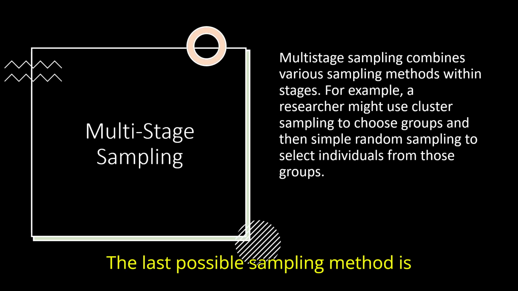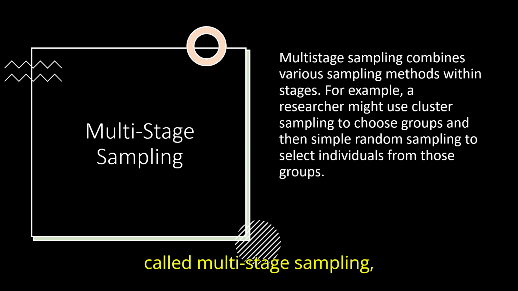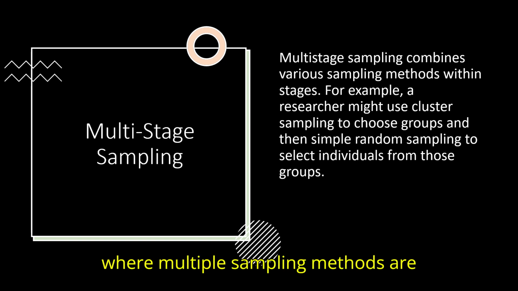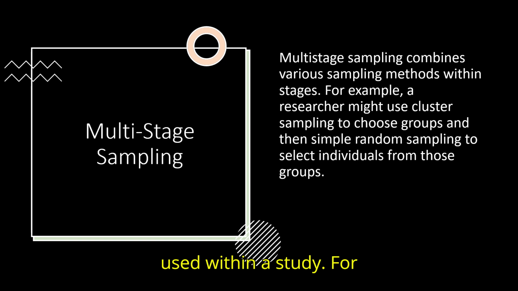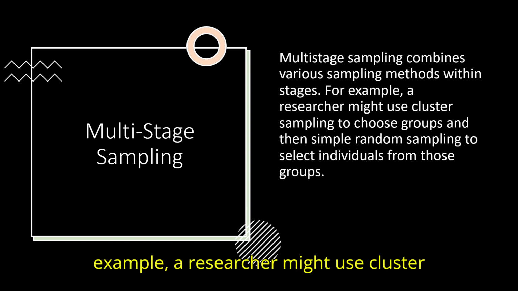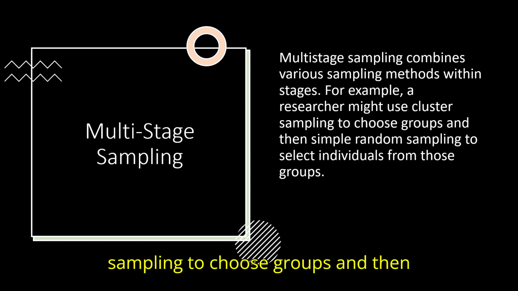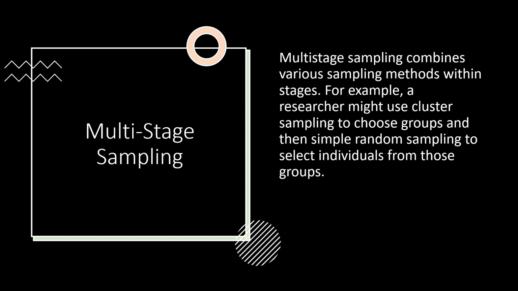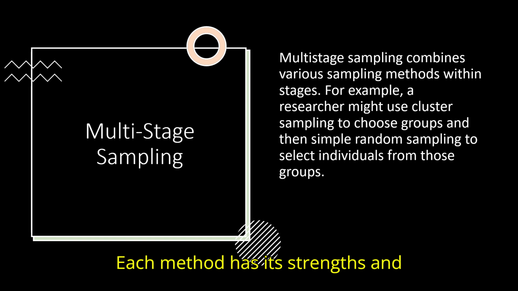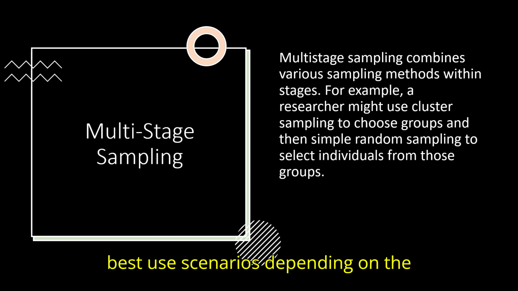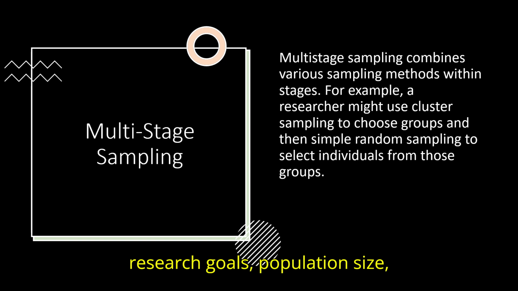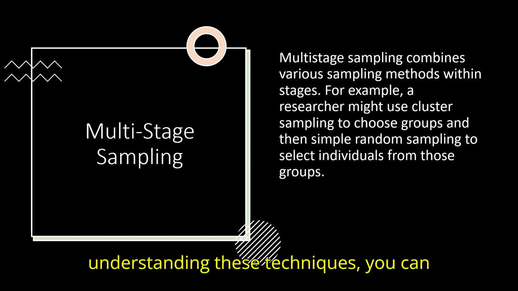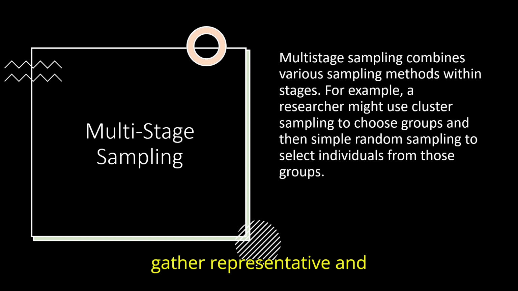The last possible sampling method is called multi-stage sampling, where multiple sampling methods are used within a study. For example, a researcher might use cluster sampling to choose groups, and then use simple random sampling to select individuals from those groups. Each method has its strengths and best use scenarios depending on the research goals, population size, and available resources. By understanding these techniques, you can choose the most effective approach to gather representative and meaningful data for your study.